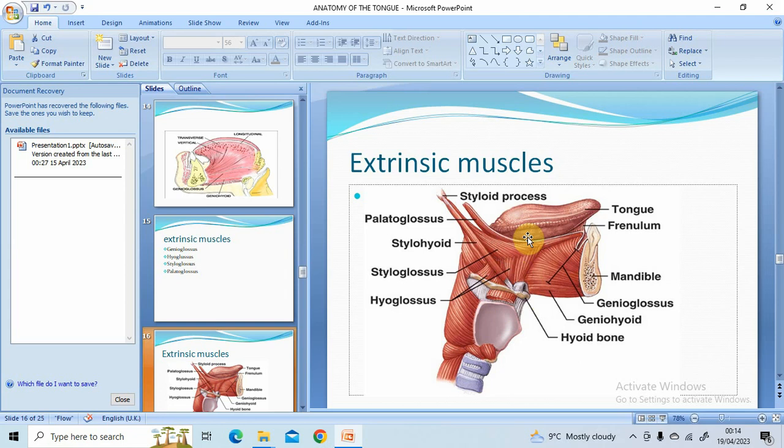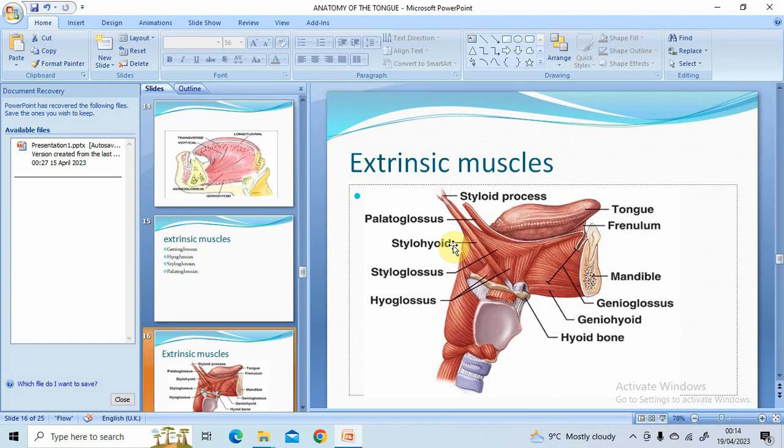So the other muscle is the styloglossus muscle. This styloglossus muscle arises from the front of the lower part of the styloid process. Okay, look at it, the styloid process, and the upper part of the stylohyoid ligament. It passes forward below the superior constrictor to be inserted into the side of the tongue, interdigitating with the upper fibers of the hyoglossus muscle.